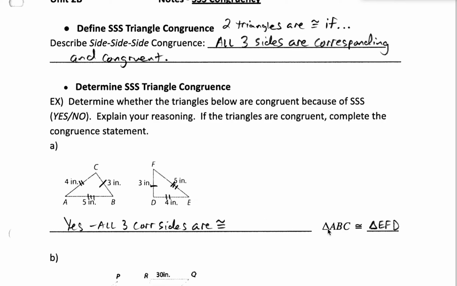So we have to figure out what angle corresponds with A. And so the way that I like to do it is I just look at the markings on the sides and I say that A is in between the markings of 2 and 3.